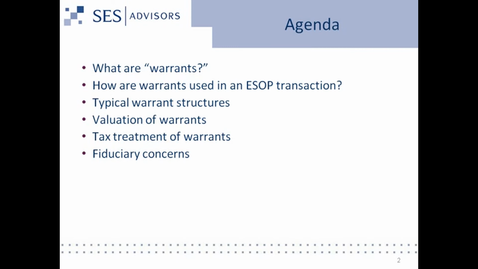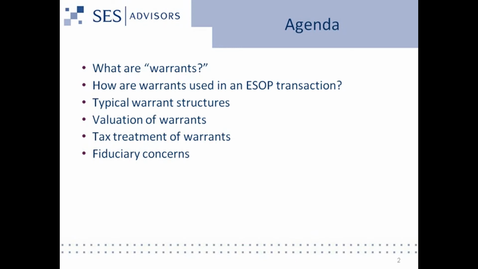So first of all, what are we going to talk about today? We're going to talk about what are these things called warrants and how are they used in an ESOP transaction. We're going to show some of the typical warrant structures. We're going to show and talk about how warrants can be valued for financial and tax purposes. We'll talk a little bit about the tax treatment of warrants and some of the concerns that fiduciaries may have in dealing with warrants as part of a transaction.